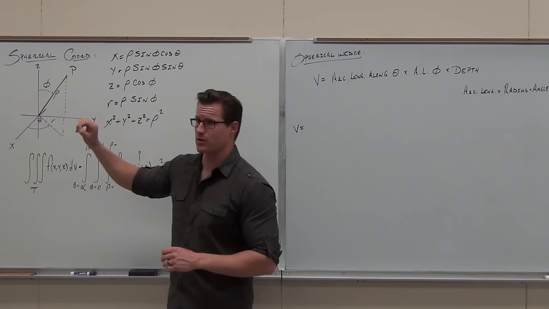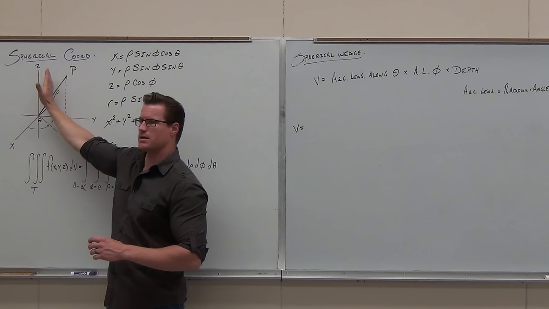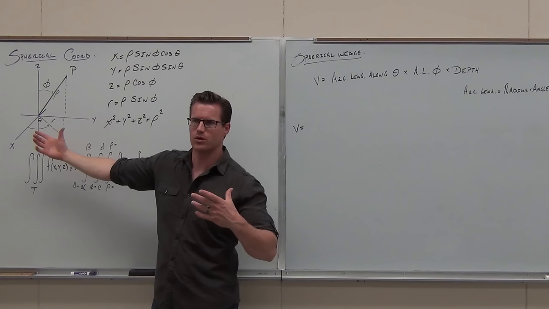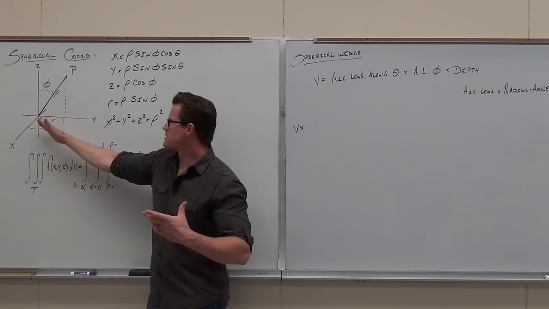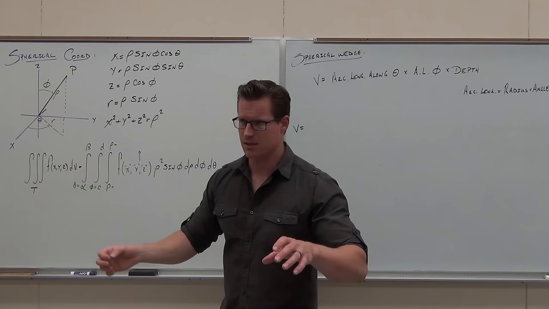If I have a point, rho gives me the distance from the origin. Phi is the angle from the positive z. R is the distance from the projection of that point on the xy plane to the origin. R is just like you want it to be. It's a polar idea. And theta is the measure of the angle from the positive x-axis to where the r lies. So theta is the same. Theta and r are exactly the same. It's the rho and the phi that we struggle with here.